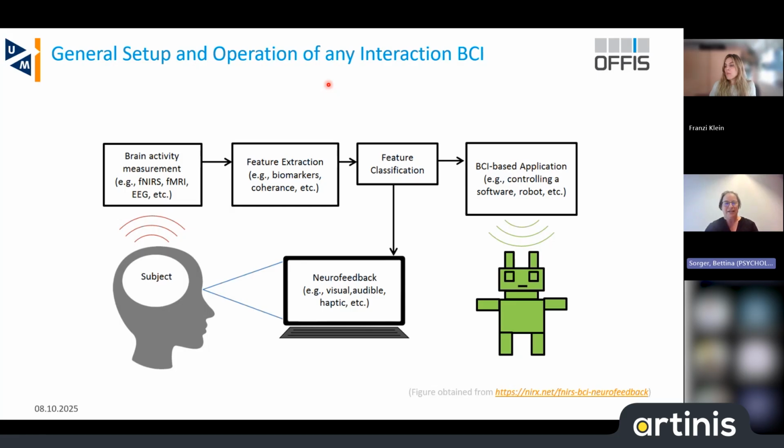So the feature classification, which belongs to that, is part of this circle, and then it depends on whether you want to present neurofeedback. So you want to give back this information about this specific feature to the subject, and this can be either visually, auditorily, even by tactile information, etc. Or you have a BCI-based application. And this means you have something like a robot, you have a robotic arm, you have a letter speller, and so on.